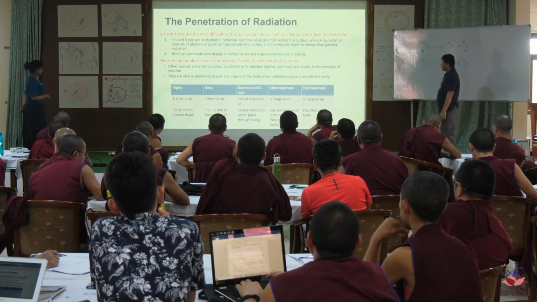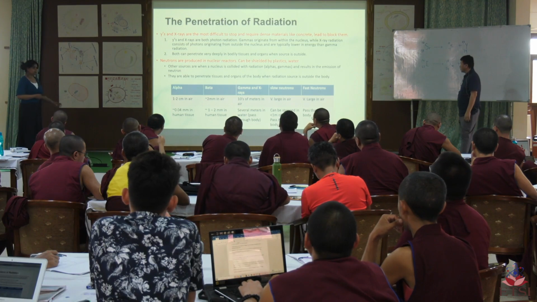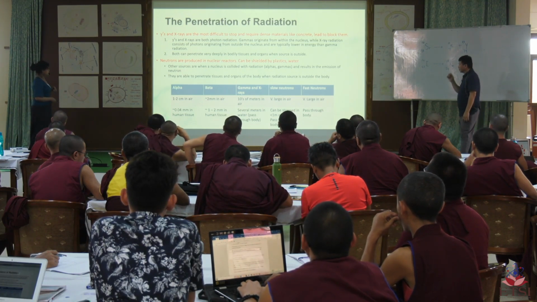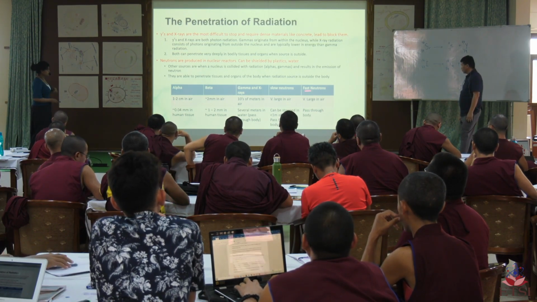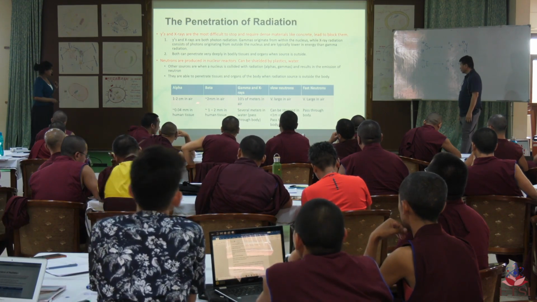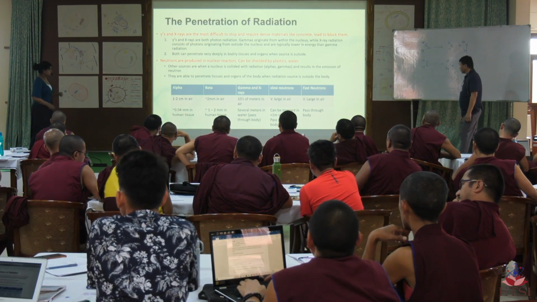So even for the body, neutrons can penetrate the tissues and organs of the body when the radiation is outside the body. So they can easily penetrate. This is actually just a table showing alpha, beta, gammas, neutrons: how much they can travel in air, and then in human tissue.